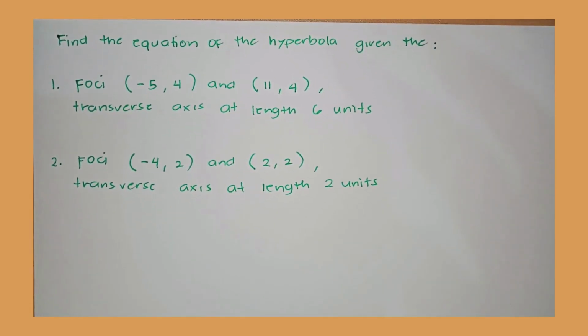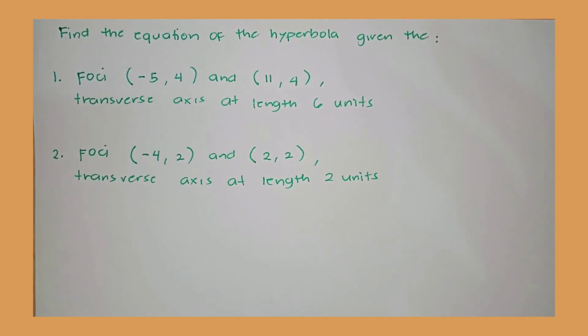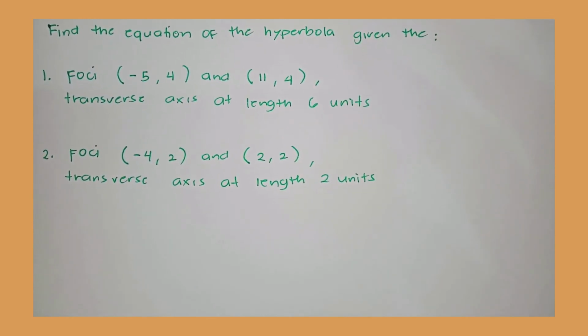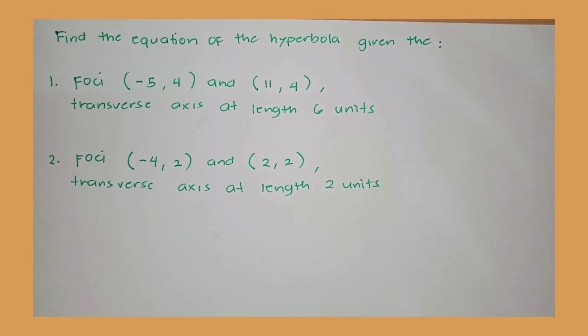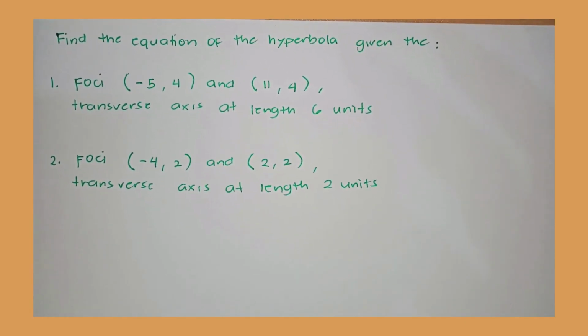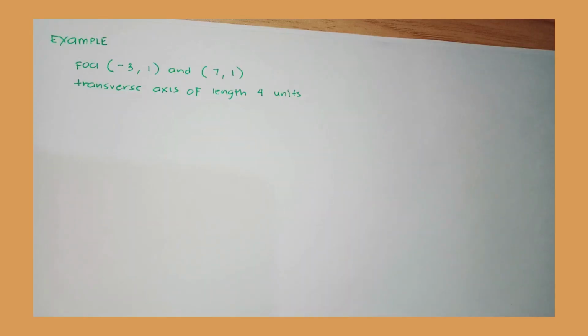Another activity you need to do is to find the equation of the hyperbola given the following. So, given yung foci, given din yung length of the transverse axis, then you need to find the equation. You need to show your solution for number 1 and number 2. Example, we have the foci, negative 3 and 1, and 7 and 1. The transverse axis of length 4 units.